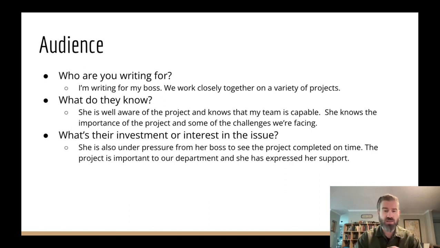Now I have quite a few things that I can think about as I begin to create that email. Number one, we have an established rapport. That is, my boss and I know each other. She knows what we're capable of. She's also aware of the situation and the importance of the project, but she's under pressure to see things completed on time. And importantly, she's expressed her support, which means in this email, if I need to ask Shannon for something specific to help me and my team out, I can do that. And I can feel comfortable making sure that gets done.